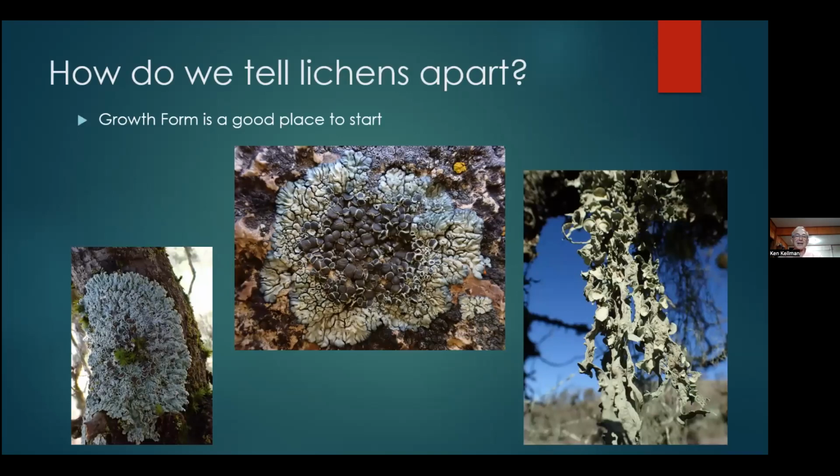I do have to say that any given genus of lichens can have fruticose forms and crustose forms and foliose forms. So they're not taxonomically... I don't want to say they're not important, but you can't rely solely on what form they are. But it's a good place to start.